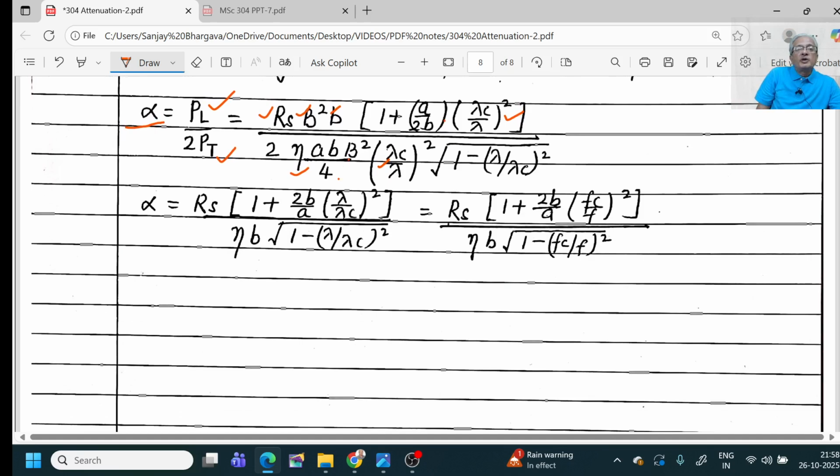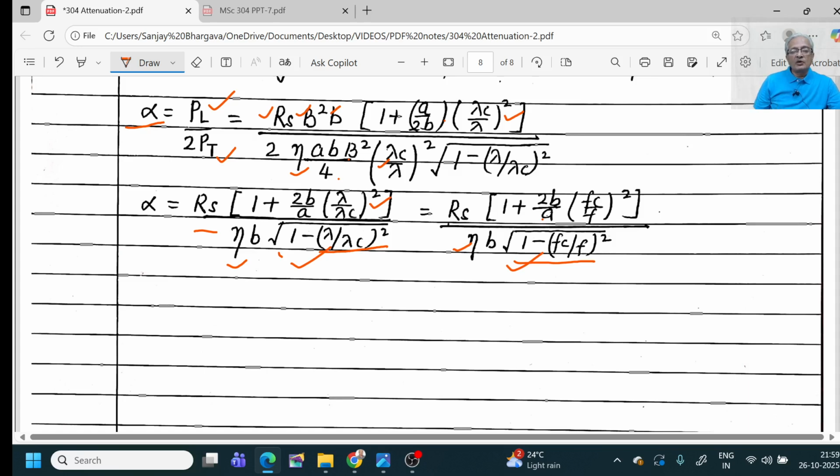So alpha would be equal to Rs into (1 plus 2b upon a (lambda by lambda c) whole squared) upon eta b under root of 1 minus (lambda by lambda c) whole squared. After further simplification, it can be written as Rs upon eta b (1 plus 2b upon a (fc by f) whole squared) under root of 1 minus (fc by f) whole squared. So the first part of the equation is in terms of wavelength once again, and the second part in terms of frequency. So this gives me the third part of attenuation, that is attenuation due to current in the walls of the waveguide.